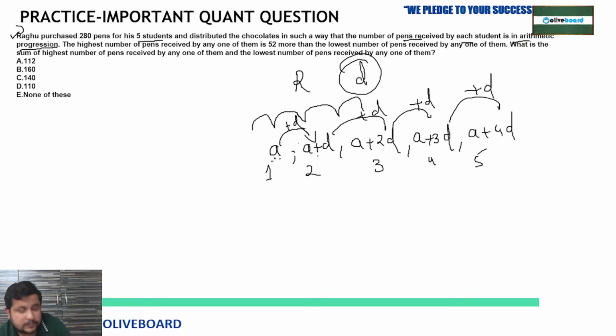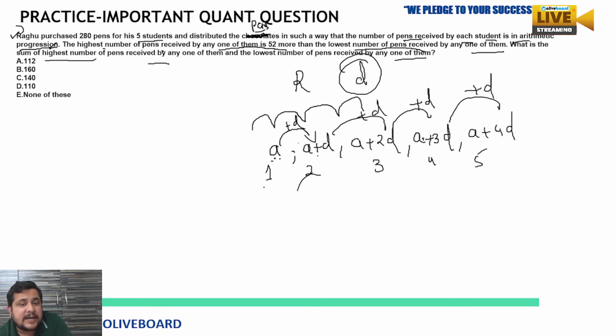Clear? Great. So now what are they asking that we will look at first? Pens are distributed in such a way that the number of pens received by each student is in arithmetic progression. The highest number of pens received by any one of them is 52 more than the lowest number of pens received by any one of them. What is the sum of the highest number of pens received by any one of them and the lowest number of pens received by any one of them?